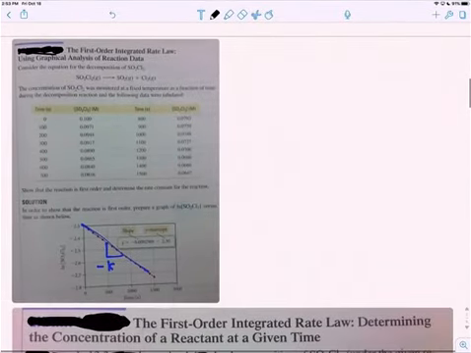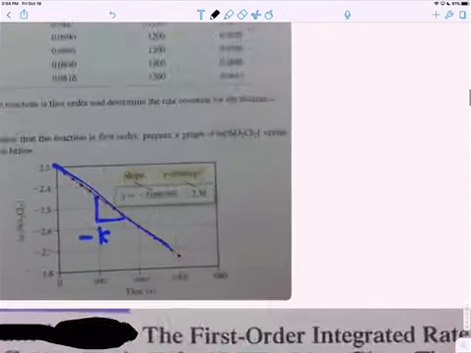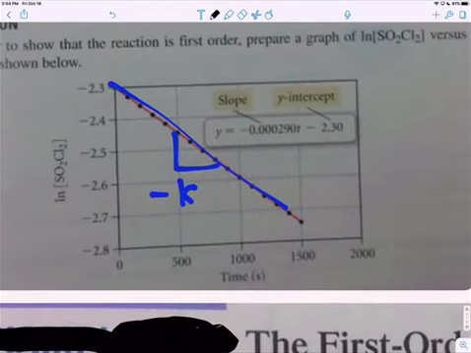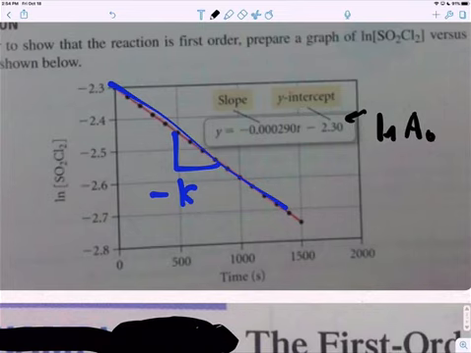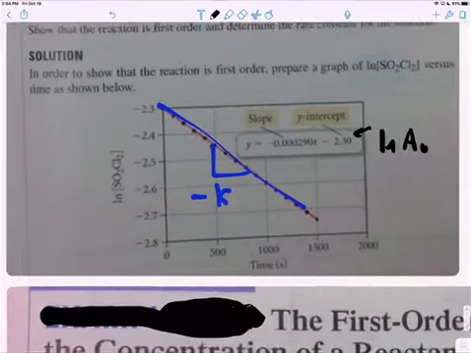So one of the ways that you can figure out the rate constant of something that's first order is you can graph it. If you graph the natural log of the concentration versus time, the slope is the opposite of k. You can also get the initial concentration because the ln A0 is the intercept, so e to the 2.3, or e to the minus 2, will tell you the concentration at that time.